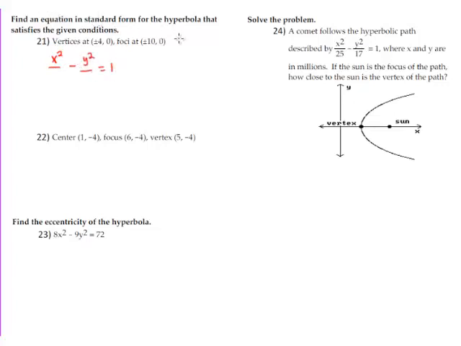Our vertices tell us that a is 4. The foci tells us that c is 10, which means that we can use our Pythagorean relation to find b, or just b squared. We don't even have to actually square root it. 100 minus 16 is 84, so b squared is 84. So underneath x we put a squared, underneath y we put b squared. So our answer is x squared over 16 minus y squared over 84 equals 1.